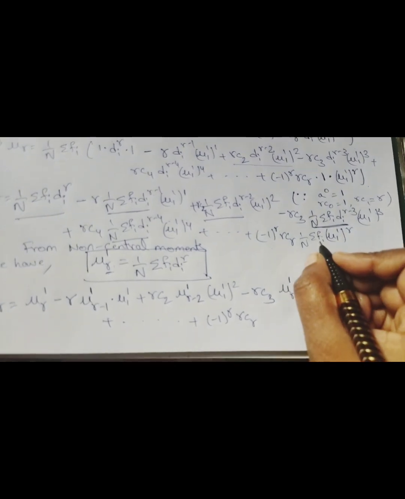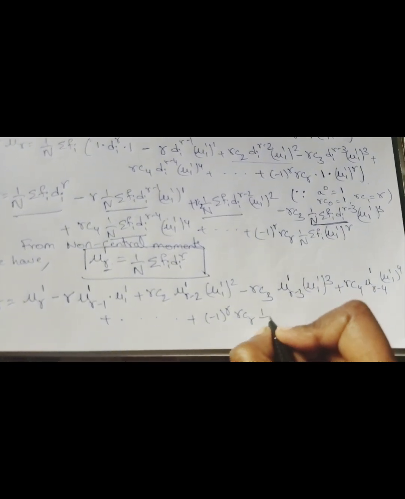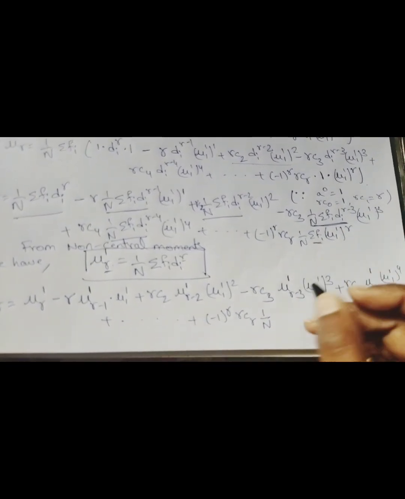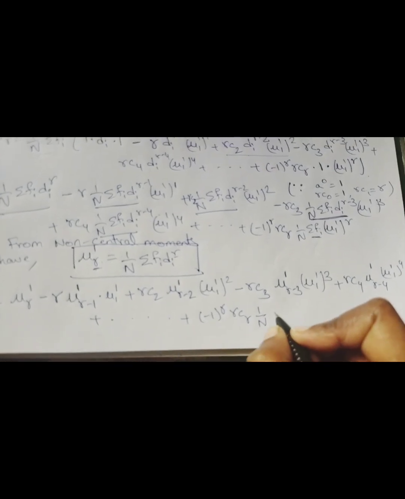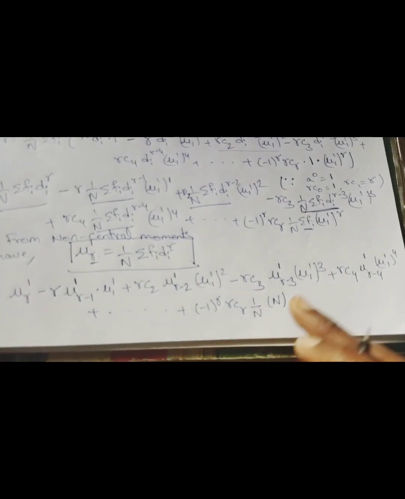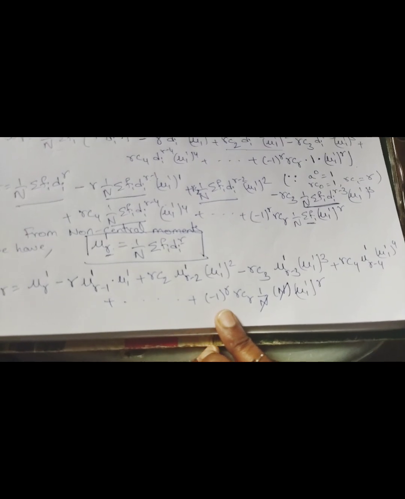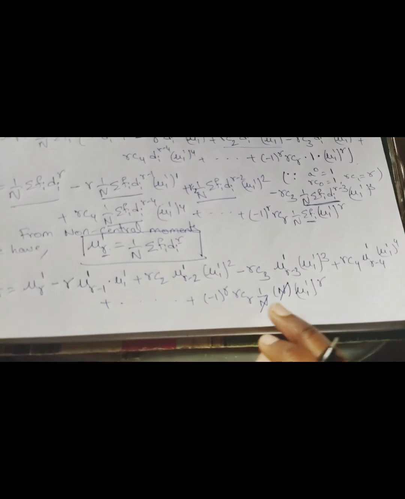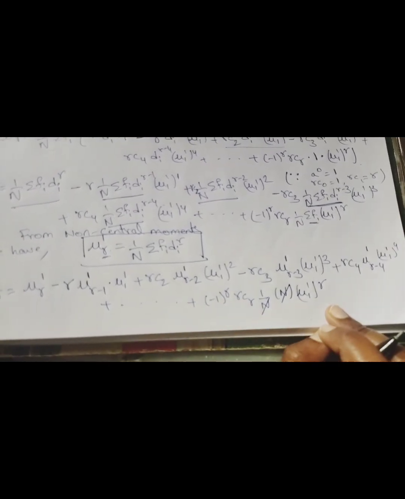So 1 by n f_i d_i is not there here, so I'll write it as it is, 1 by n, and summation f_i, summation of all the frequencies becomes capital N. We have learnt in mean, median, mode, in case of measures of central tendency, that the total of all the frequencies becomes capital N. So 1 by n into capital N and mu 1 dash whole power r. So now this n and this n get cancelled. So you will be left over with minus 1 whole power r rCr into mu 1 dash whole power r.